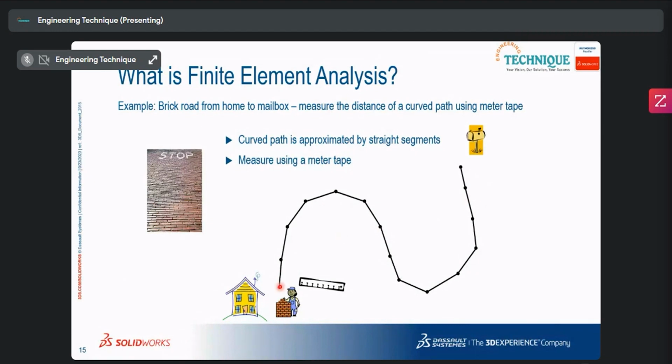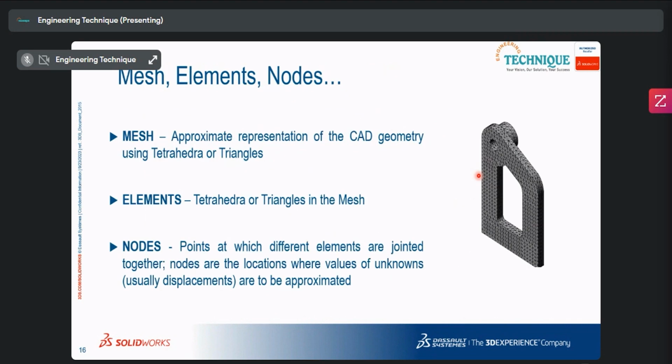A similar concept applies to analyzing any product, concept, or design. Let's understand the various elements that are used in finite element analysis. Basically, the main elements are mesh, elements, and nodes. Here you can see a particular design or concept.